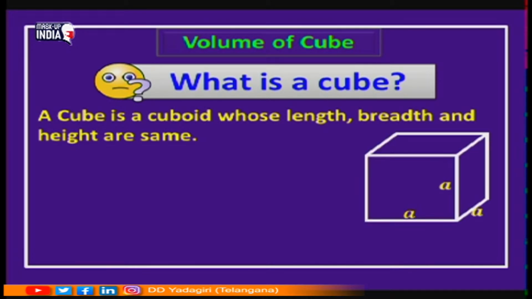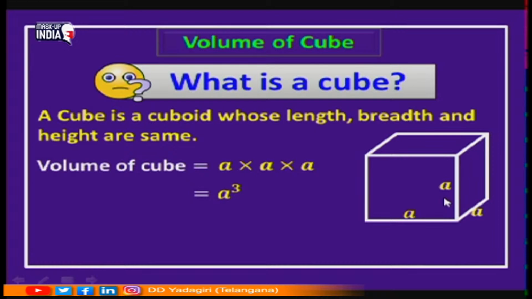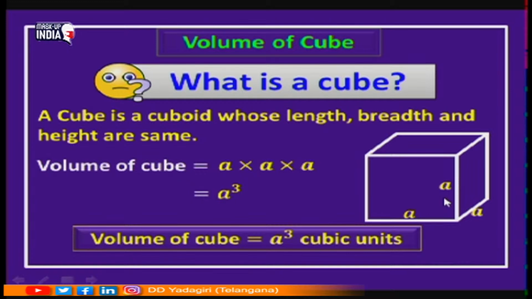So, that means in a cuboid, if the length is A, breadth is A and height is also A, then it becomes a cube, isn't it, children? And we have already learned the volume of a cuboid is length into breadth into height. Here length, breadth and height all are same. Therefore, volume of cube will be A into A into A. So, what is A into A into A, children? That is A to the power of 3 or A cube. Now, this is the formula to find volume of a cube, that is volume of cube is given by A cube or A to the power of 3 cubic units.